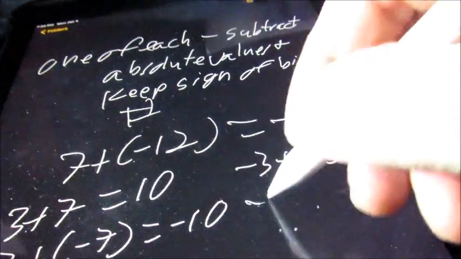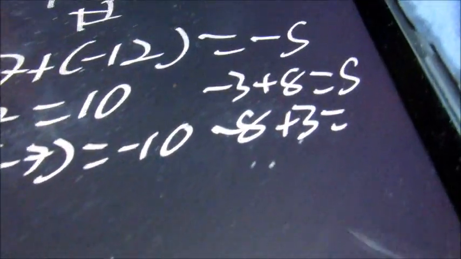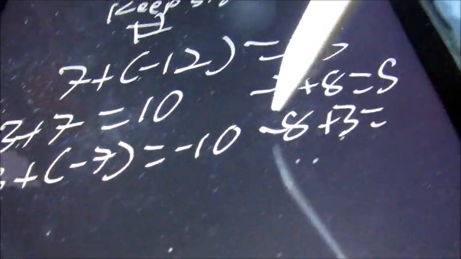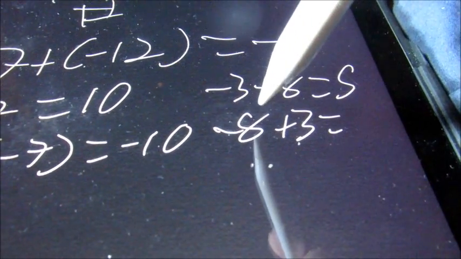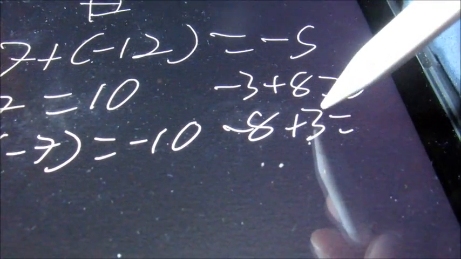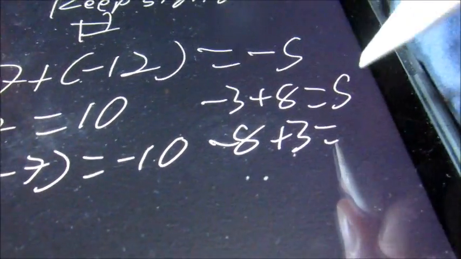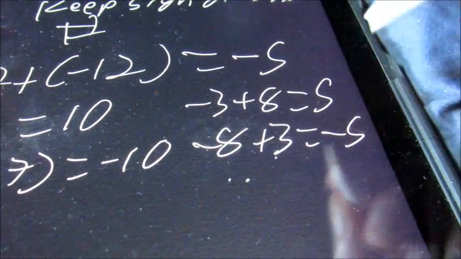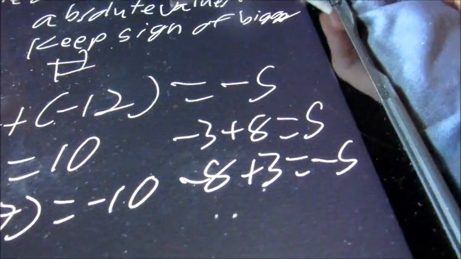If we have negative 8 plus 3, same numbers, but this time the 8 is a negative and the 3 is positive. So we're going to subtract the bigger number, which is 8 minus 3, which is 5. Keep the negative sign because that's where the negative was with the bigger number. So the answer is negative 5.